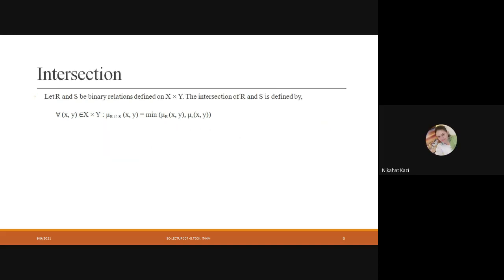Next is R intersection S. Intersection is the min operation. Same table, only instead of max, you take the min.